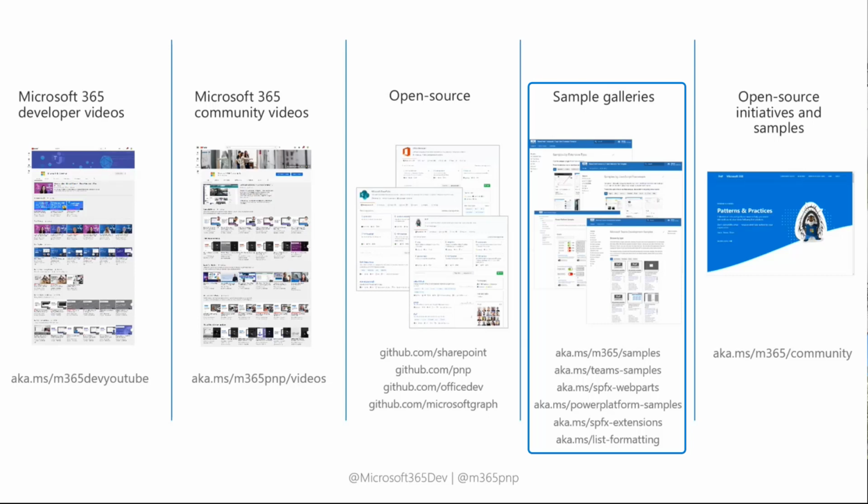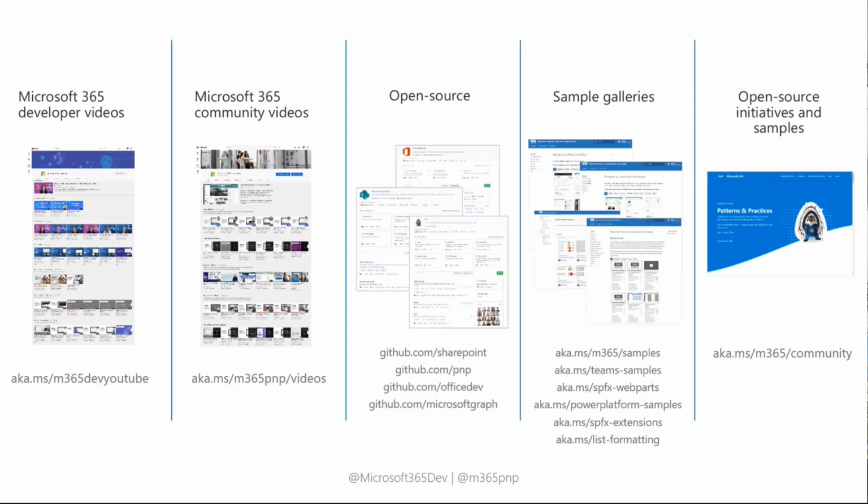We're your place. Now, that is a lot of links for you to have to try to remember, but you're in luck. There's only one link that you absolutely need to remember to access all of these things. That is aka.ms/m365/community, and that will provide you access to all these amazing programs and initiatives that you can take advantage of and get involved with.